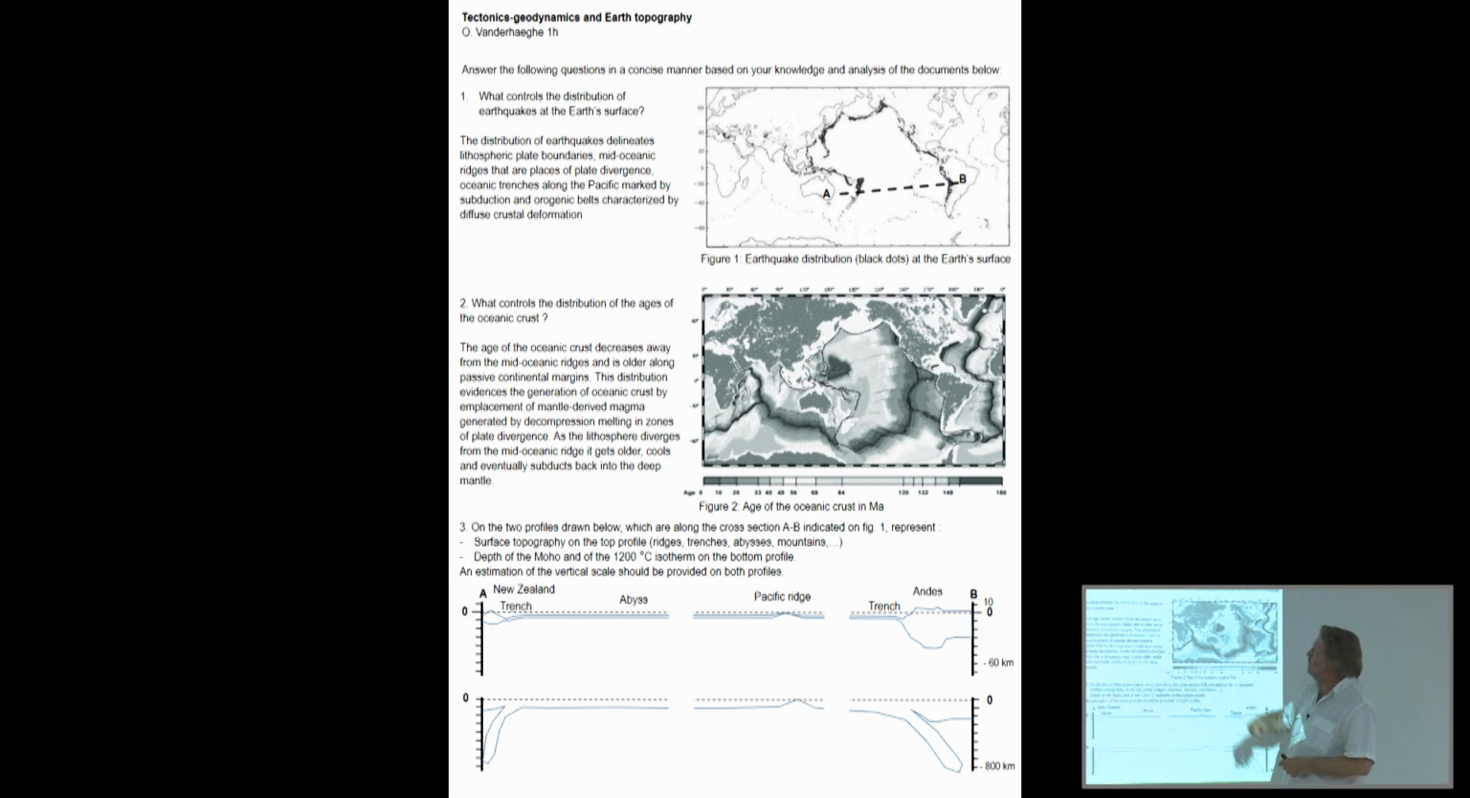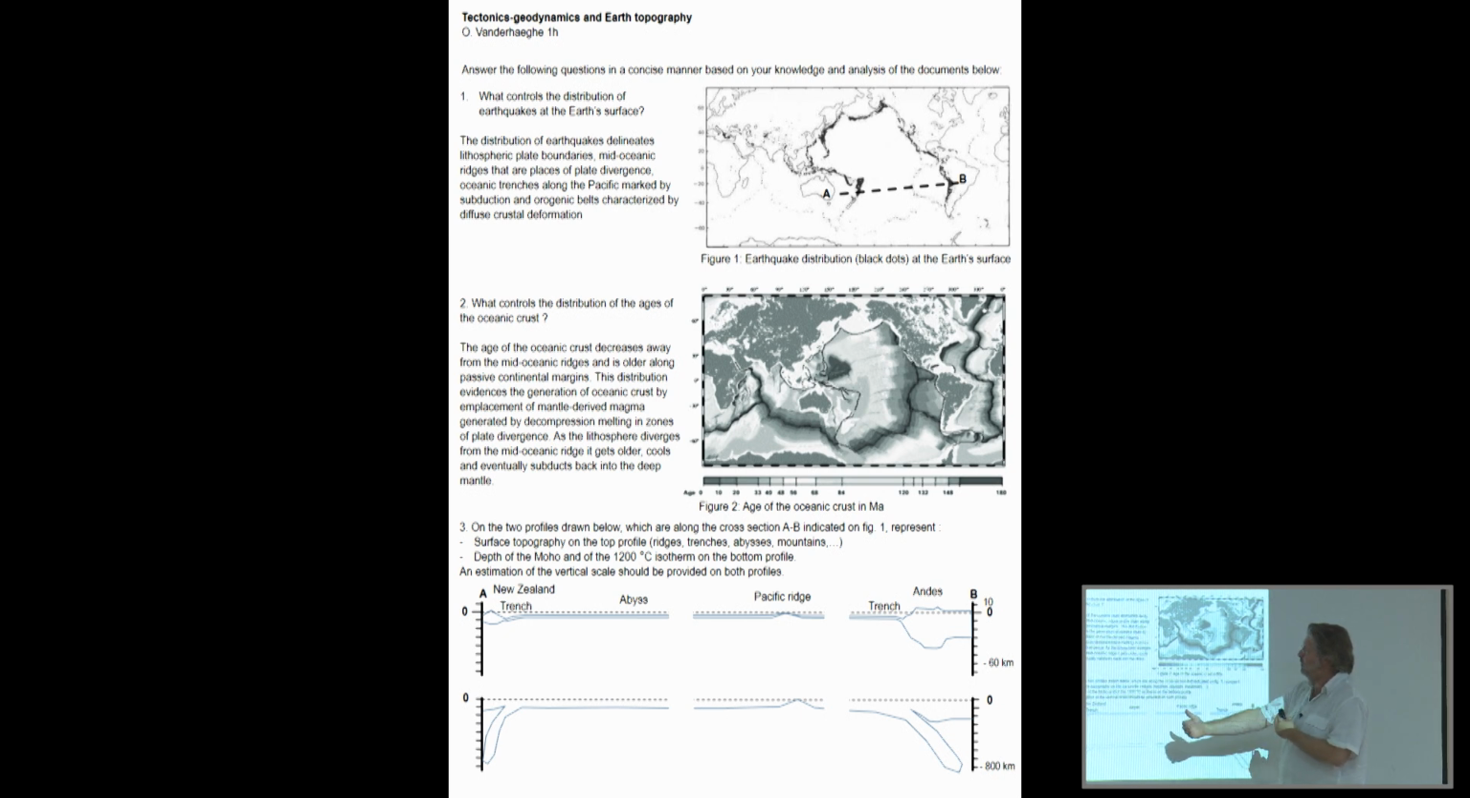What controls the distribution of the age of the oceanic crust? The age of the oceanic crust increases away from the mid-oceanic ridges, and it's older along passive continental margins. This distribution evidences the generation of oceanic crust by emplacement of mantle-derived magmas generated by decompression. This was not exactly expected, but I expand on that. In zones of plate divergence, as the lithosphere diverges from the mid-oceanic ridge, it gets older and cooler and denser, and eventually subducts. So this was the basic.